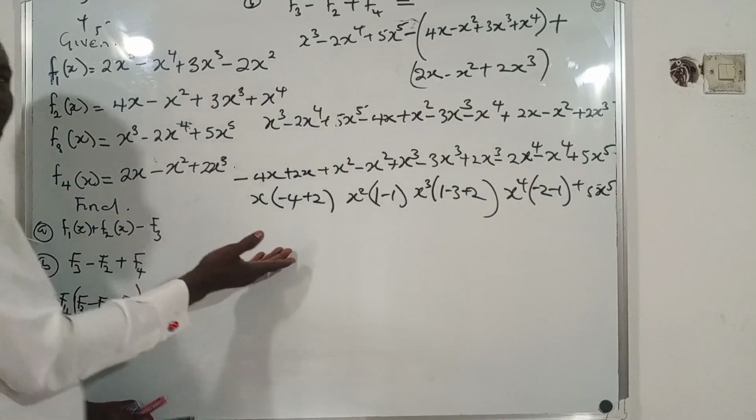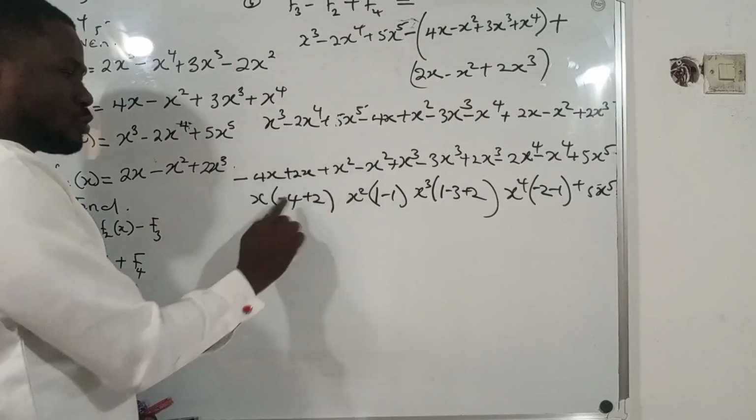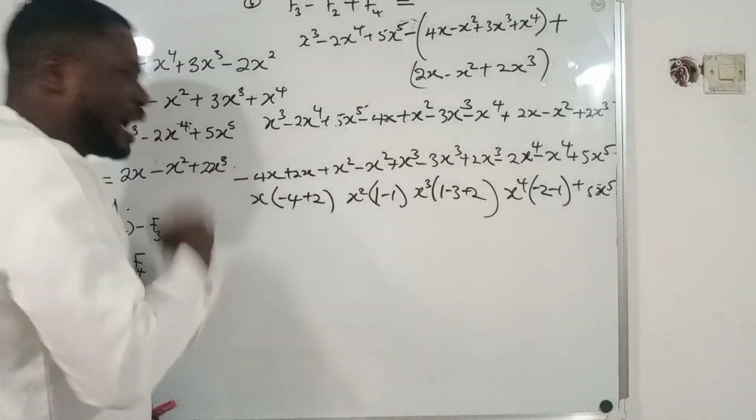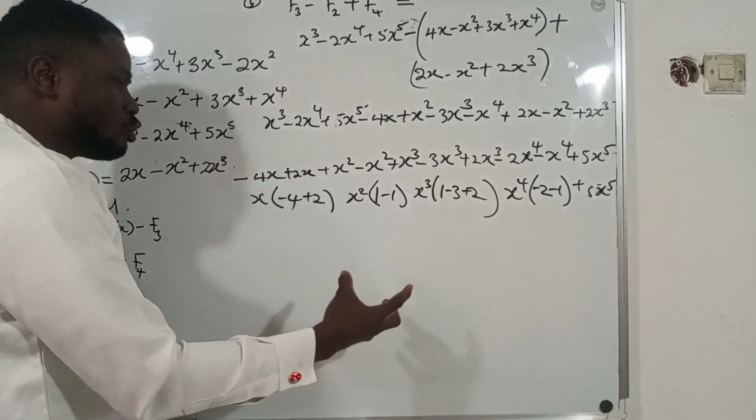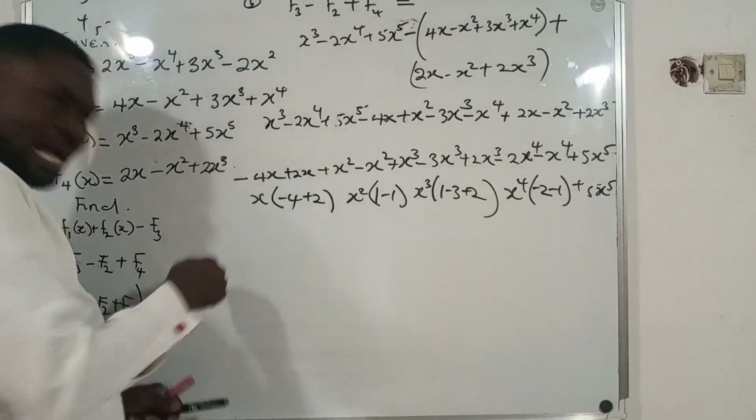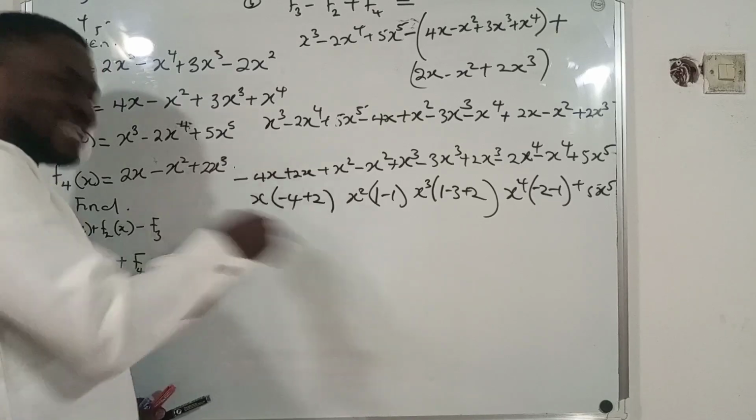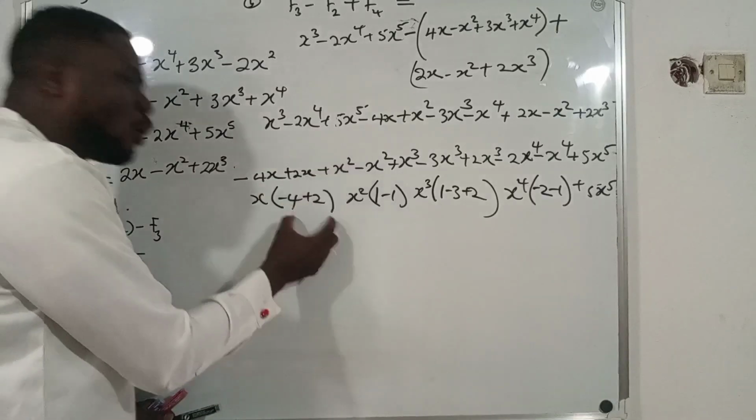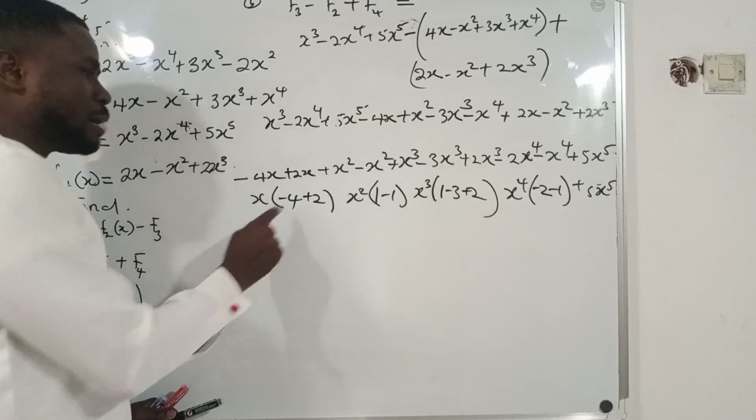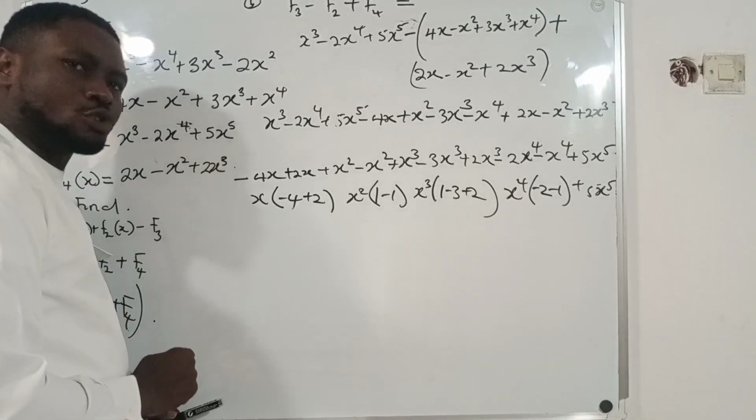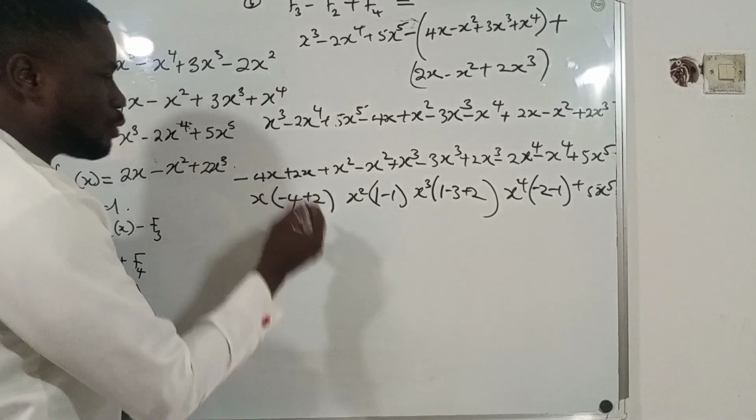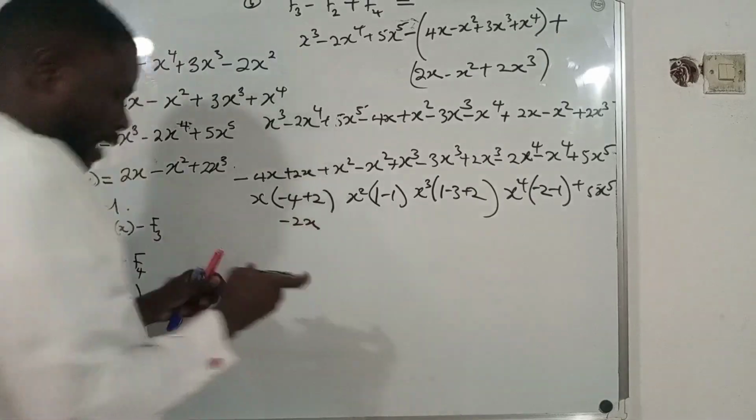So at this point, it's easy for you to manipulate. You can go ahead to say minus 4 plus 2. Of course, the answer will be minus 2. Minus 2 times x, that is outside. Of course, our x standing outside means it is multiplying the content of that bracket. Therefore, we say minus 4 plus 2, the answer is minus 2. Minus 2 times x, that will give us minus 2x.